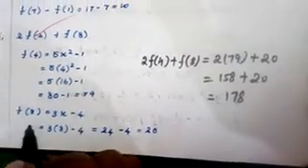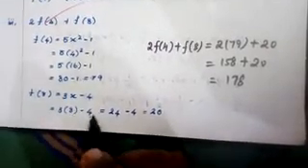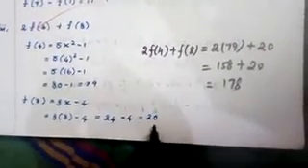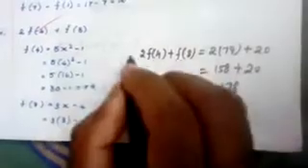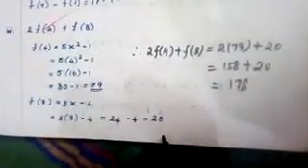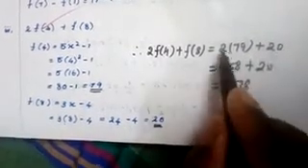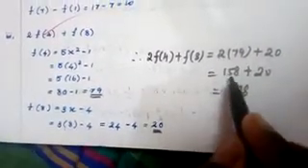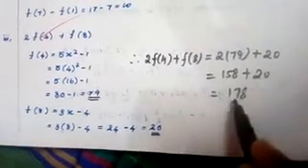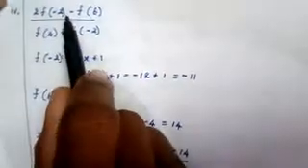Then f of 8. 8 lies in the third category, 3x minus 4. So the x value is 8. 3 into 8 minus 4. 3 eights are 24, minus 4 is equal to 20. We want to find 2 into f of 4 plus f of 8. So 2 into f of 4, value 79, and f of 8 value 20. So 2 into f of 4 plus 20. 79 into 2 is 158, plus 20, so 178.